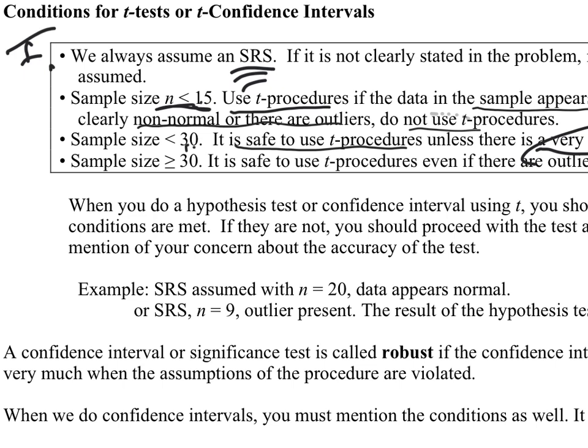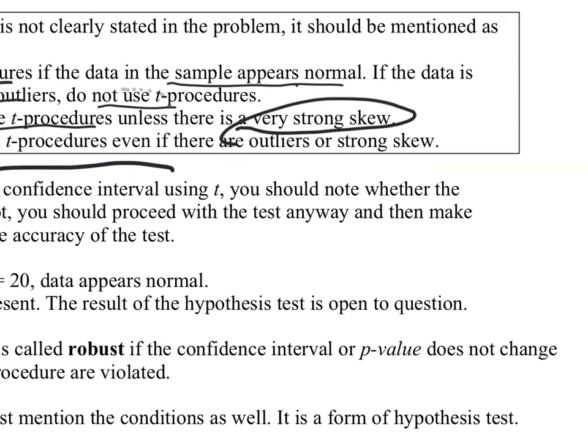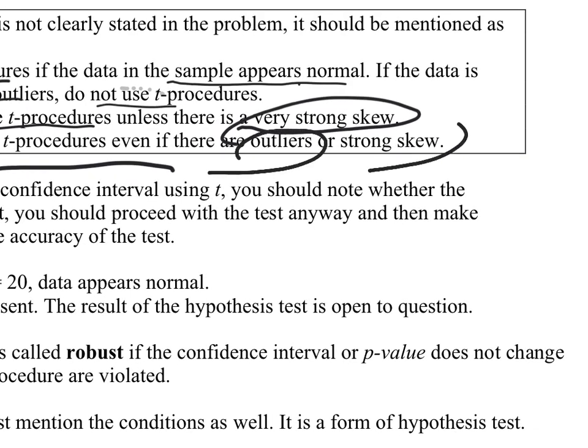Now, the good news is, if your sample size is bigger than or equal to 30, it is always safe to use the t, even if you see outliers and strong skewness. We've talked about that before. Remember that a big sample size fixes everything? It doesn't even matter if you do a histogram and you have an outlier and it's skewed, but your sample size is 35. So what? Run with it. Okay, does that make sense? So now you have to pay attention to how big your sample is.